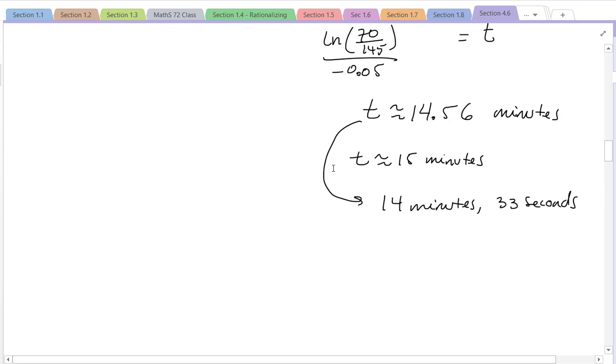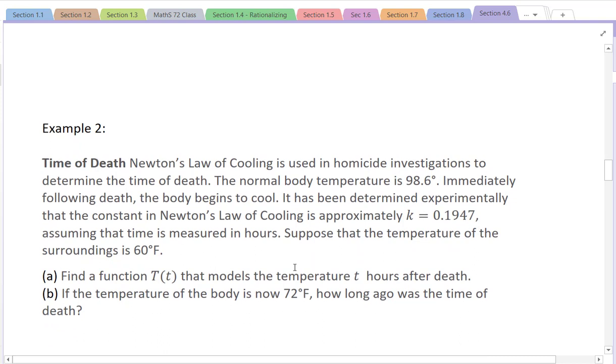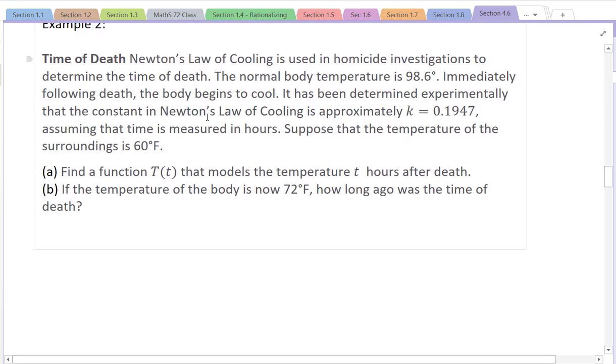So if anyone is going to be a forensics scientist for police departments, let's try this one. Time of death, right? Newton's law of cooling is used in homicide investigations to determine the time of death. And as I mentioned earlier, the normal body temperature is 98.6. Immediately following death, the body begins to cool using Newton's law of cooling. It has been determined experimentally, by observing lots of bodies like this, that the Newton's law of cooling constant K is 0.1947.